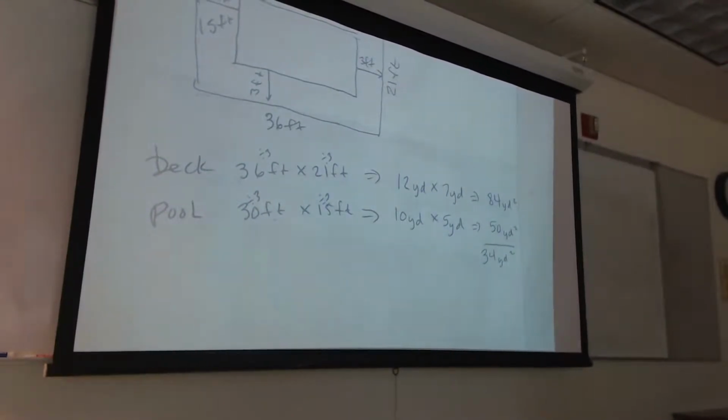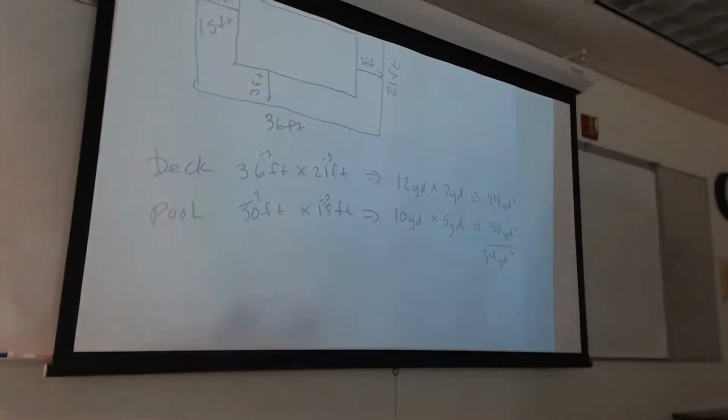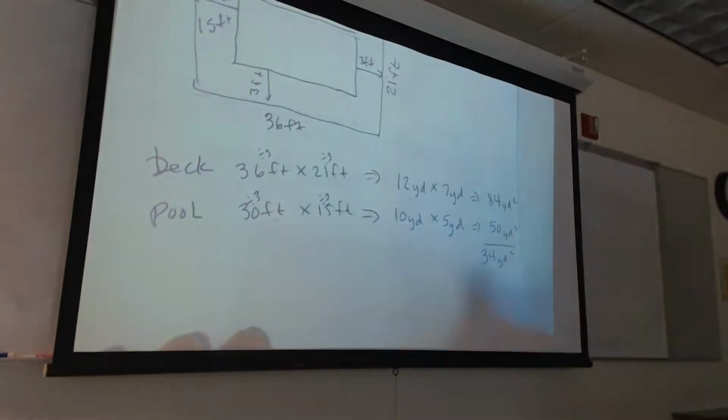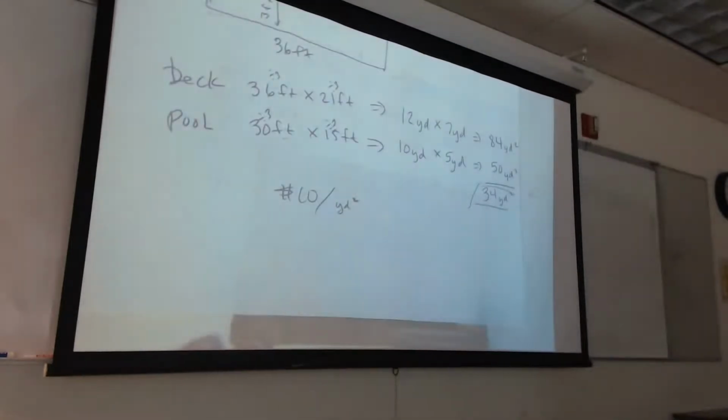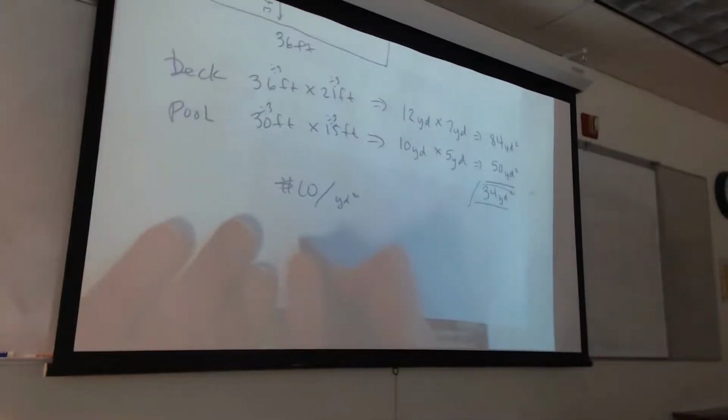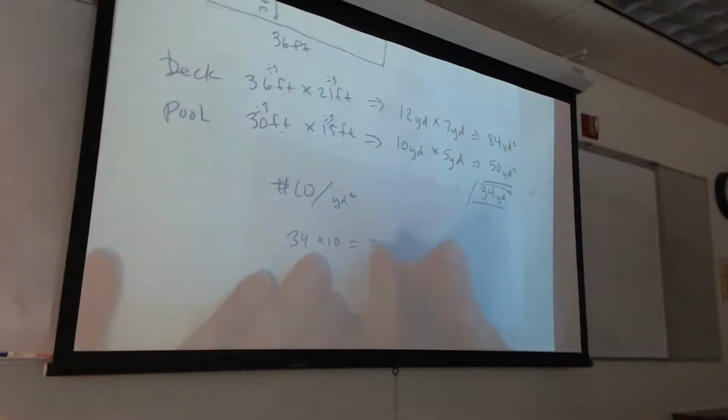Okay, are we done? I'm surprised they didn't somehow put 34 as an answer. So now we know that we're going to build a deck that is 34 square yards in total, and we have $10 per square yard. So how much does it cost? Multiply by 10. So we have 34 times 10, which is $340.